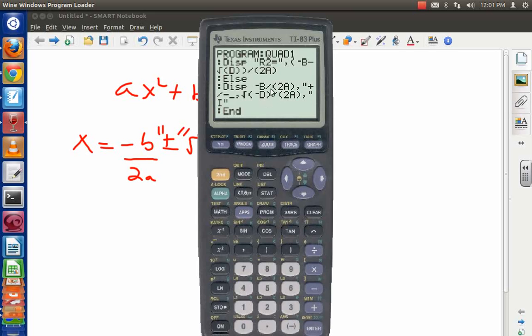Else display the real part, which is negative b over 2a, comma, in quotes, plus or minus, comma, the imaginary part, which is the square root of the opposite of the discriminant, all over 2a, comma, quote, the i, right? Let's see if that works. No. Yes, we got it. You got it? Okay? We're good?